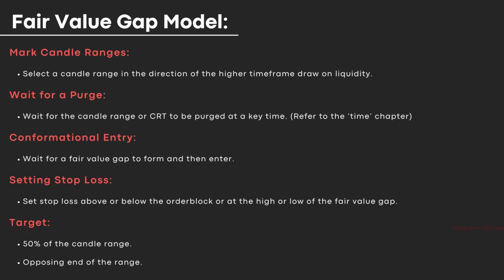You're going to follow the exact same steps. The only difference is that you're going to take an entry once an FVG is formed and then you'll enter there, and the stop loss will either be above or below the FVG or above or below the order block that is formed along with the fair value gap or FVG.